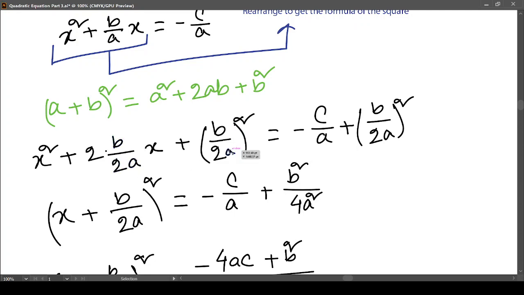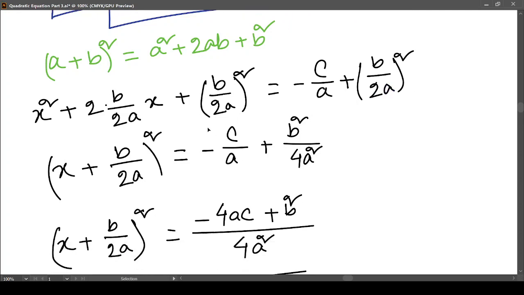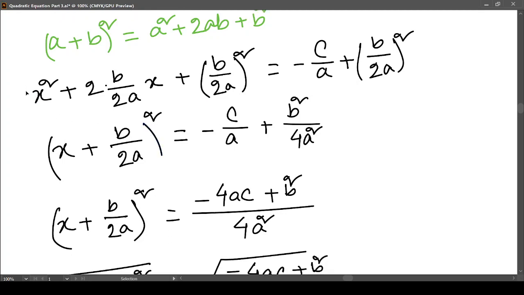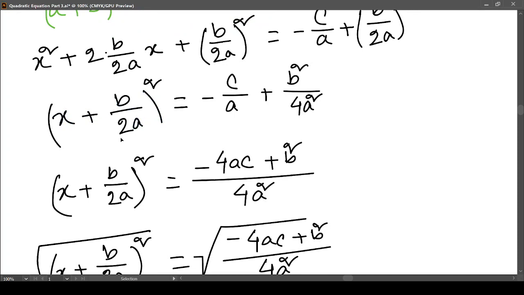Now if we add b by 2a whole square on both sides of this equation, then the balance of this equation remains as it is. But then we achieve a square form on the left hand side, right? And then we can write this square form into simple square terms like this: x plus b divided by 2a whole square. And on the right hand side we will have minus c divided by a plus b square divided by 4a square.